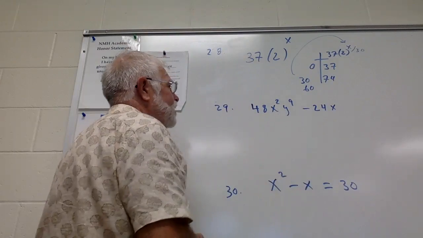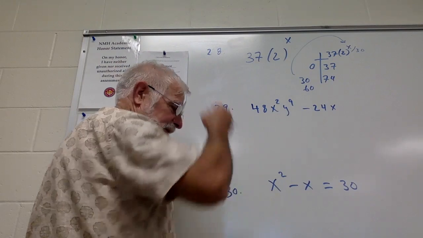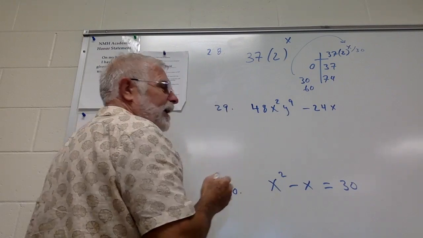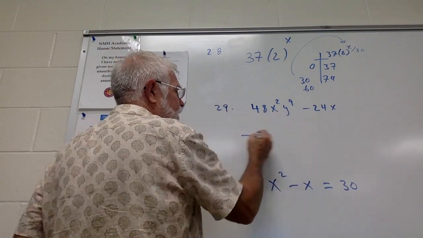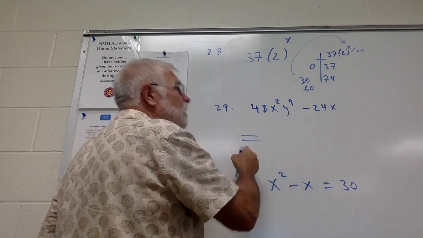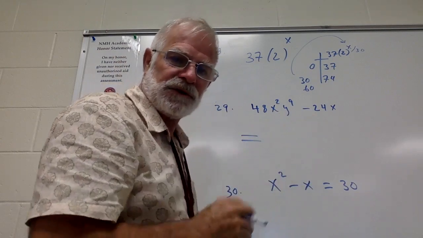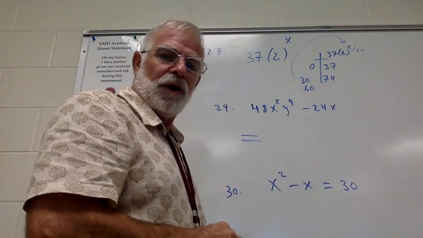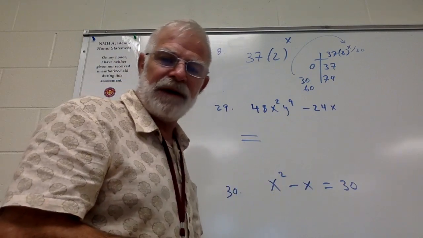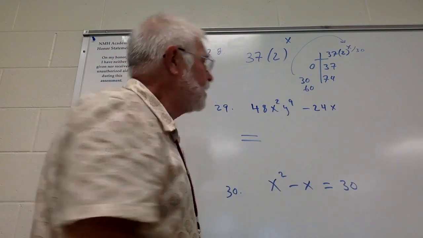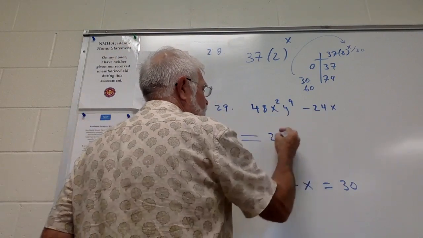How do you factor 48 x squared y to the 9th minus 24x? And what does factoring mean? To write as a product. So I can take this and I may write it as a product. What's the first rule of writing products? I hope if I ask it again, you respond, take out what's common. What's common? 48 and 24, 24.